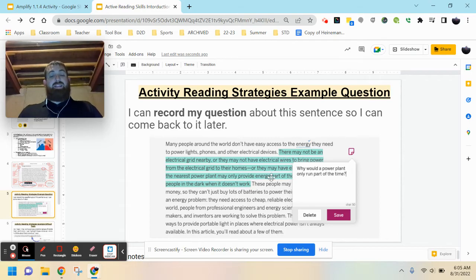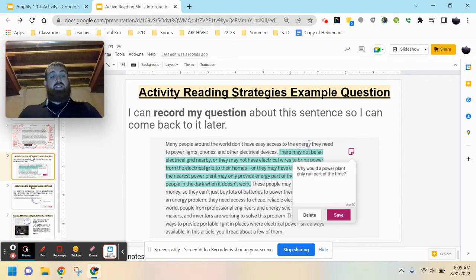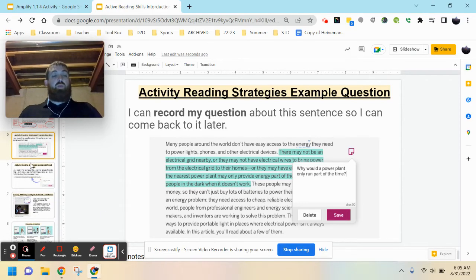So we would highlight that section. We would ask our question. We'd hit that save button to help keep that annotation that we need. And that's how we'd ask a question to kind of go deeper into what we're reading. Notice we're having a conversation. Think of this as somebody talking. Why are you saying that? Why is it that power plants only run power or bring power from the electric grid to homes some of the times?